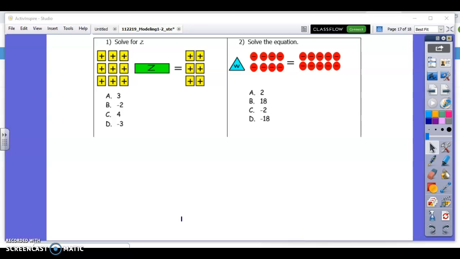All right, so let's go over this exit ticket. It says solve for z. So that's just our variable. It doesn't matter what letter they use or what picture they use. All this means is that it's some number we don't know the value of. So we're trying to figure out what is the value of this? What number does it represent?